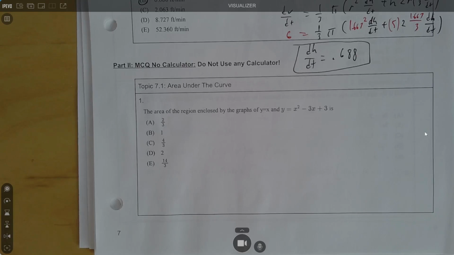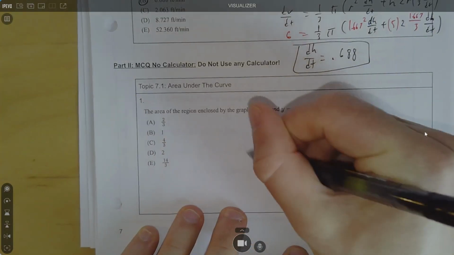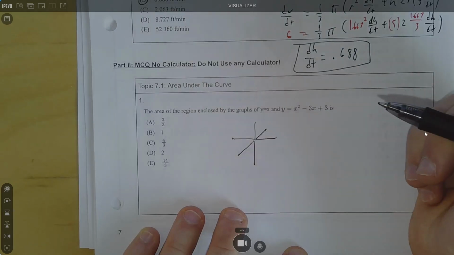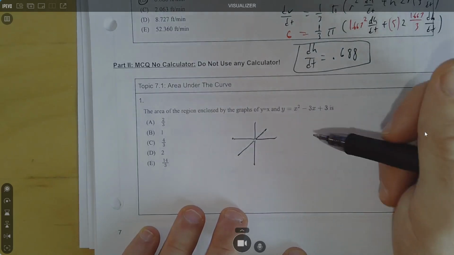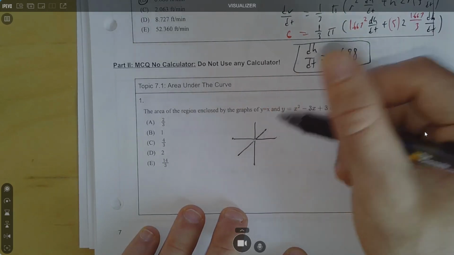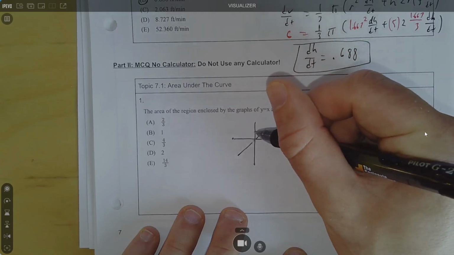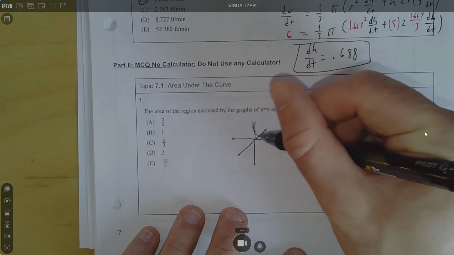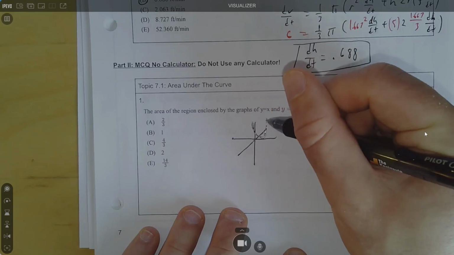The area under the region enclosed by the graphs of y equals x and y equals x squared minus 3x plus 3. So ideally you can sketch these. y equals x looks something like that. y equals x squared minus 3x plus 3, I know that it's going to be up here because it's going to start at 3. And I think it's going to look something like that, but I'm not sure.